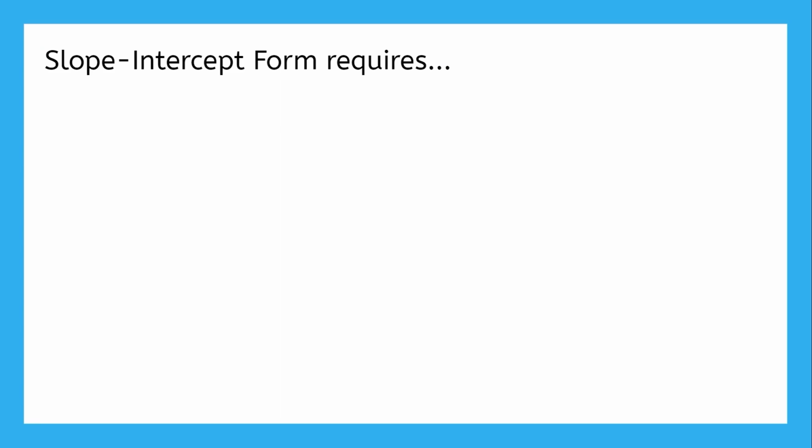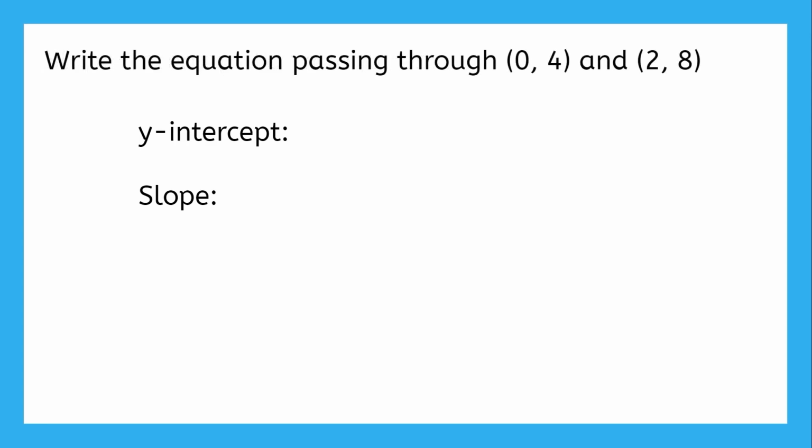In order to write an equation in slope-intercept form, we need 2 things, the y-intercept and the slope. However, just because we need these to write the equation doesn't mean they have to be given to us. Take this example, for instance.